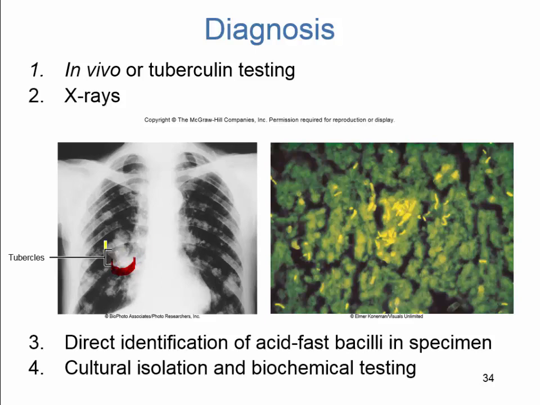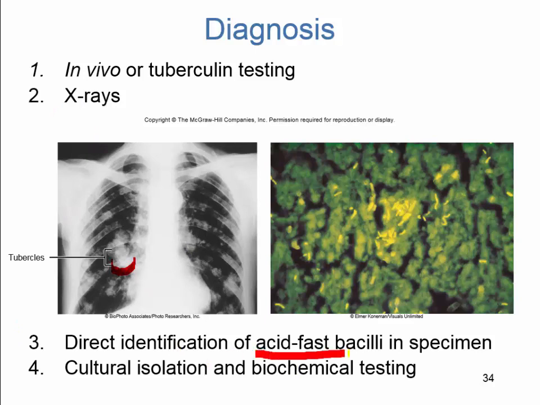And so this consolidation of tissue is the tubercles there in that patient's right lung. And then, of course, the in vivo or tuberculin test, we talked about the Mantoux test on the previous slide. I just discussed x-rays. We could do acid fast staining.